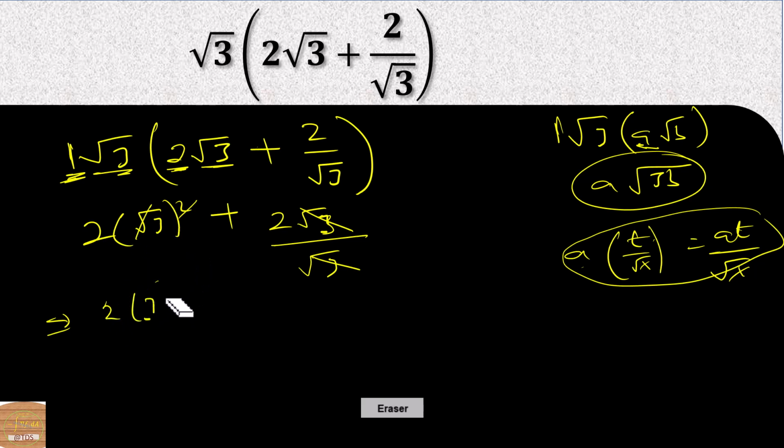Okay, 2 times 3 plus 2, so we have 6 plus 2, which is 8. Very simple. All right, now let's look at the next example.